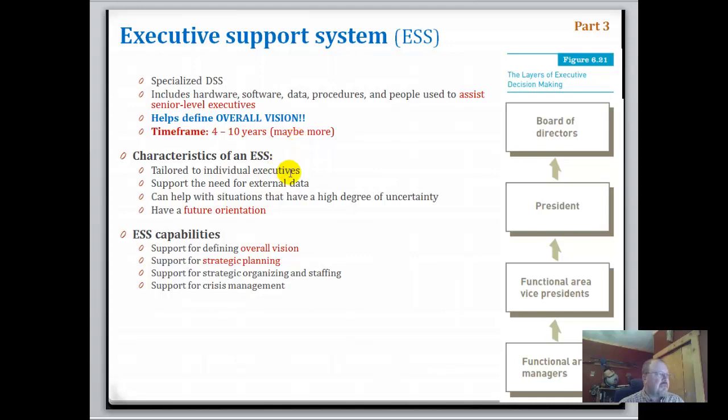Characteristics tailored to individual executives support the need for external data. When you're talking about external data, you may actually use only a little bit of your information system data, but you'll use a lot more field experts and information from other areas. So with an ESS, you're pulling a lot of information in from a lot of different areas. A TPS is just right here with your information system, and an MIS is very similar, right here with the information system. A DSS is mostly your information system, but you're pulling some information in from, again, industry experts in some cases.